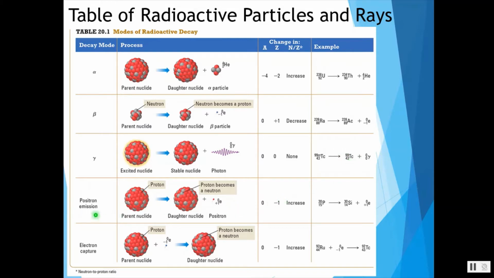And finally, we had a positron, and a positron is like an electron except it's positively charged. So in positron emission, we see that a proton gets converted to a neutron. We're going to lose one of our protons, so our atomic number goes down by 1, and again, the number of nucleons remains the same.